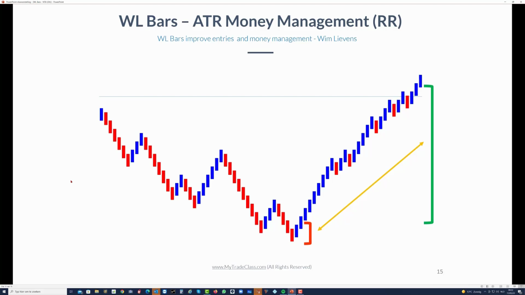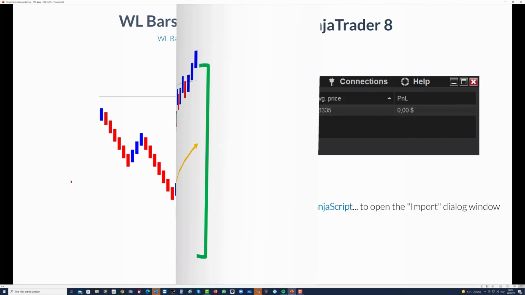And that is actually, we'll talk more about that in the course, what the business model is all about, right? And this tool, whale bars, make that possible. You have a much more precise point of entry, but also a lot more precise way to manage your risk.